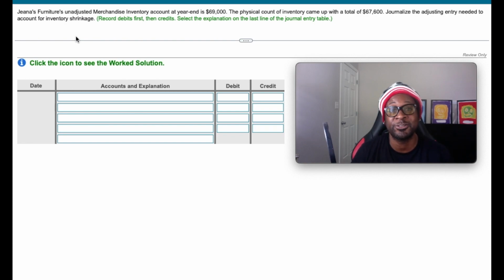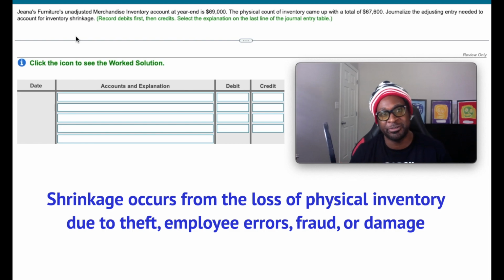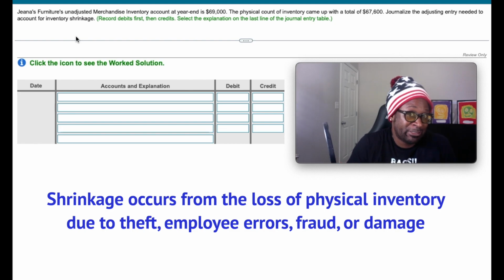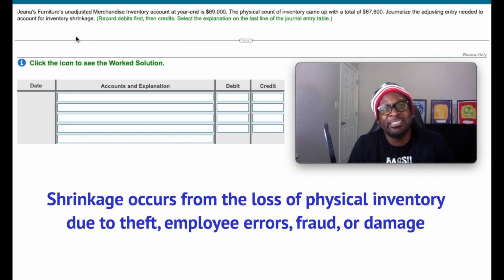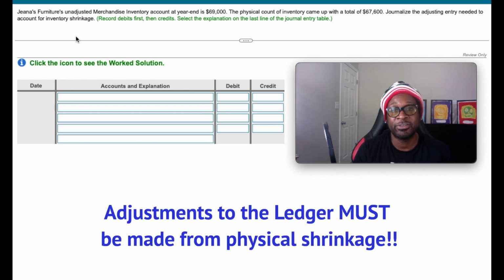And when we're talking about shrinkage, we're talking about the missing of physical inventory at the end of a period. Sometimes it could be from lost or stolen situations, from internally to externally. So, with that being said, we have to abide by one particular rule in terms of accounting for shrinkage. Anytime that you have shrinkage, you always adjust the inventory on the ledger based upon the physical hand count.